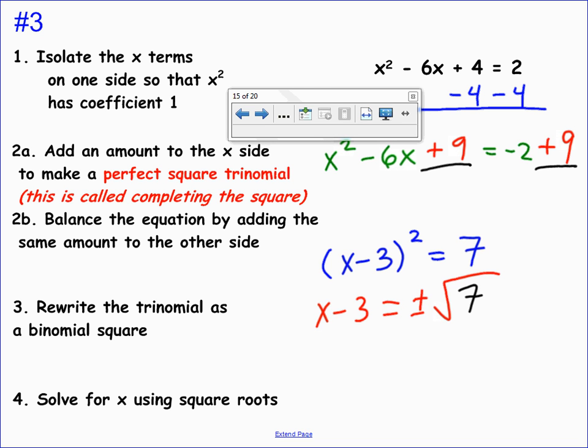This is an example of one that does not reduce, right? I could not solve this by factoring. I have to use completing the square as my method for solving this one at this stage. So sometimes it will reduce, sometimes it won't. In this case, it doesn't.